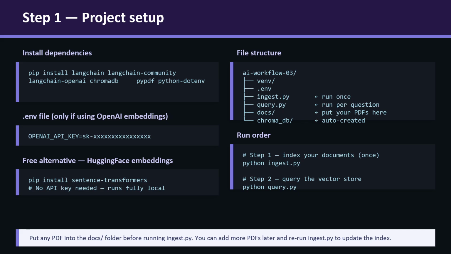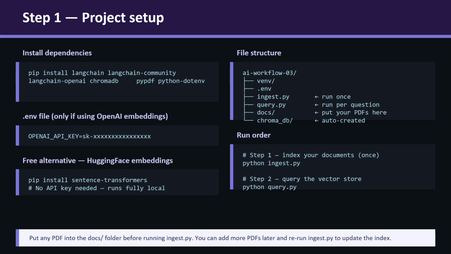Let's see project setup. Install the required packages. LangChain is the main framework. LangChain community contains the document loaders and the Chroma integration. ChromaDB is the actual vector database library. PyPDF is the PDF reading library. It is a separate install and easy to forget.